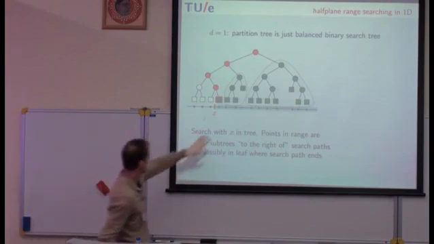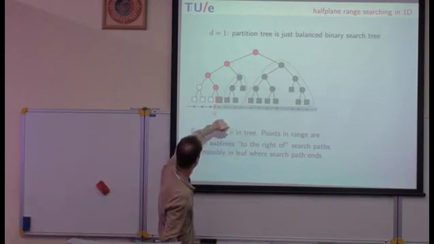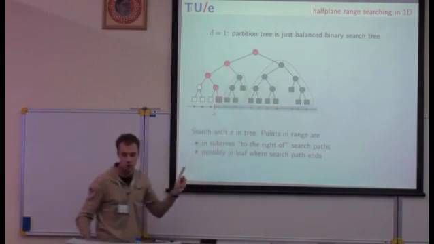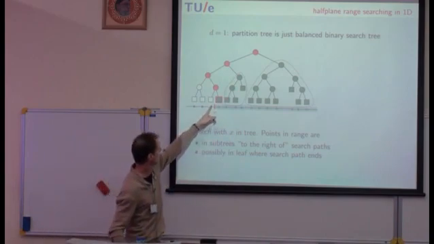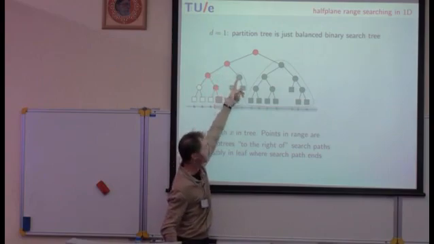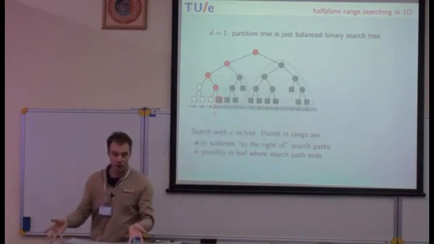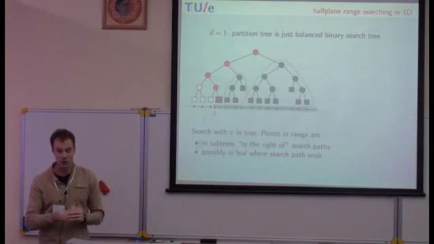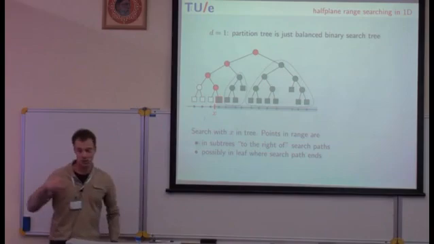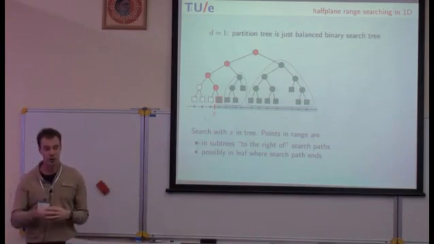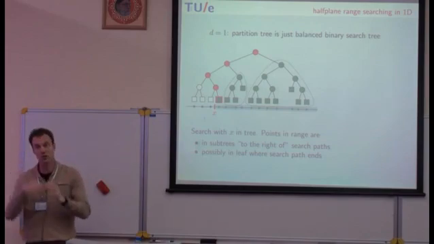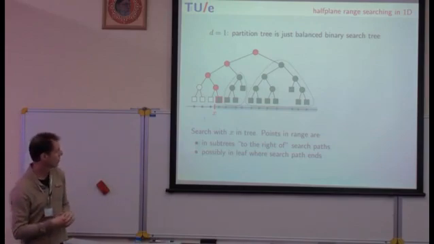What is the property of this subtree? If you follow the path and I take a red node, a node on the path to X, then if the path goes to the left, the subtree to the right is going to be completely inside our range. Since the path has log n nodes, if it's a balanced tree, you get at most log n of these subtrees to the right of the path.